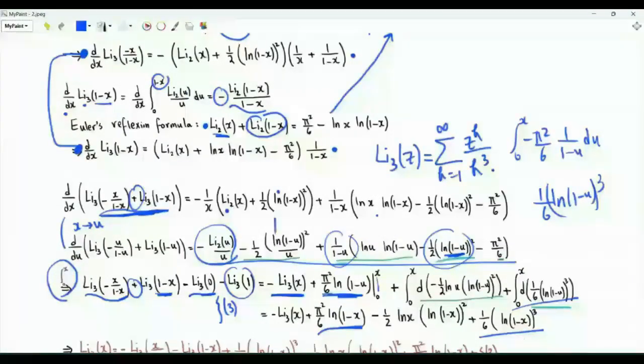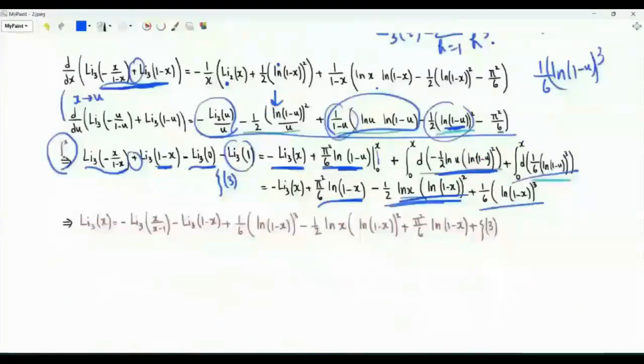The last two terms to handle are this one and that one. Together, they have this antiderivative, giving us this term here. Note that the limit of this term as x tends to 0 from above is equal to 0. This can be checked using L'Hopital's rule. Now we have established this trilogarithm identity.